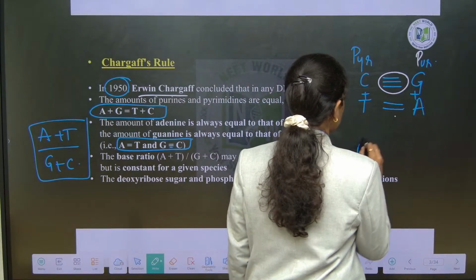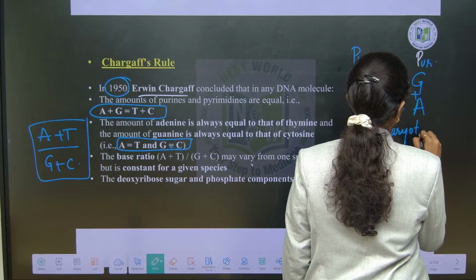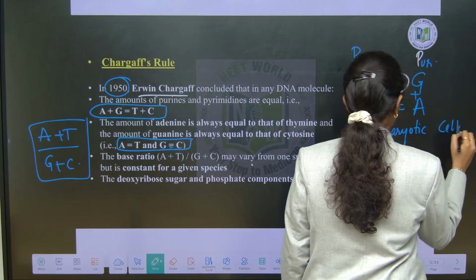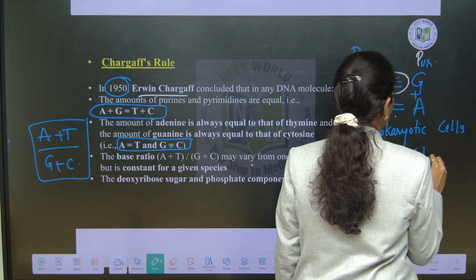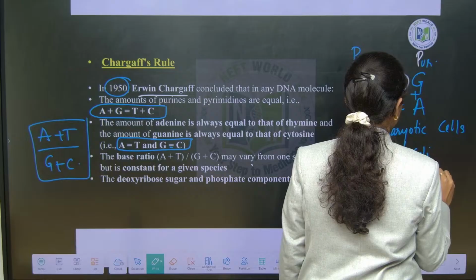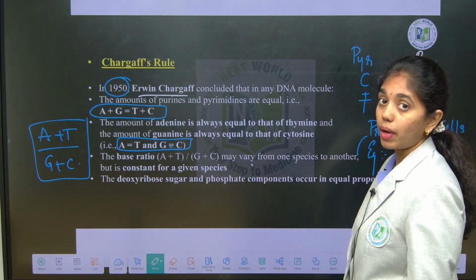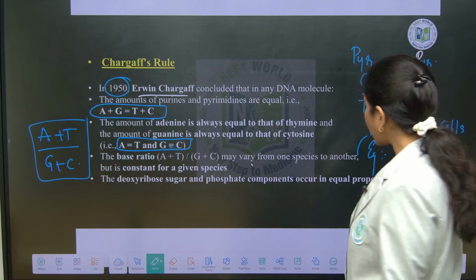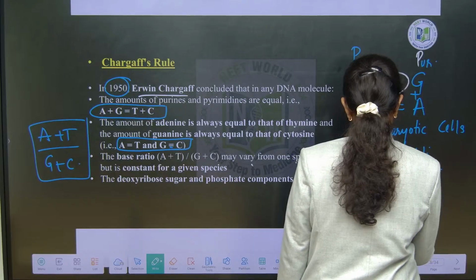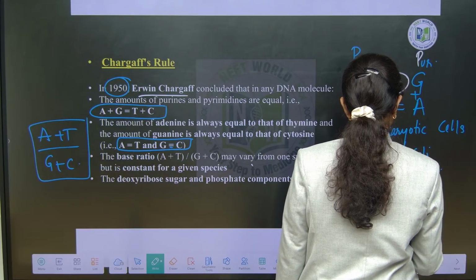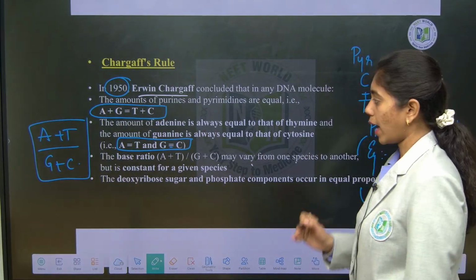In prokaryotic cells like E. coli, for example, the base ratio will be approximately 0.9, that is less than 1. Base ratio will be less than 1 in prokaryotic cells. In eukaryotic cells, base ratio will be more than 1. It will be less than 1 in prokaryotic cells.